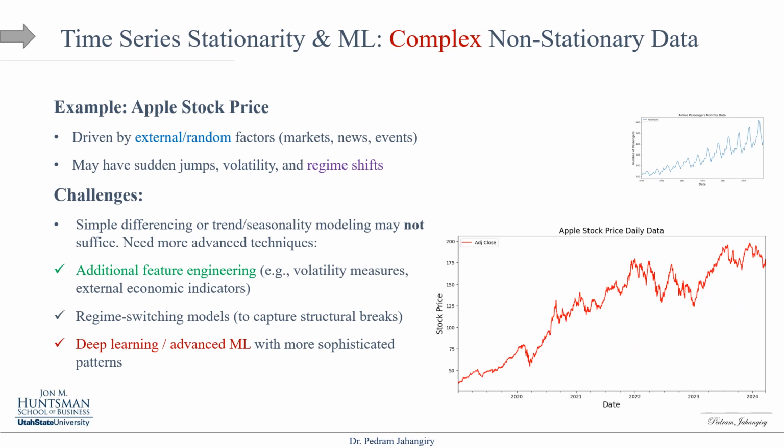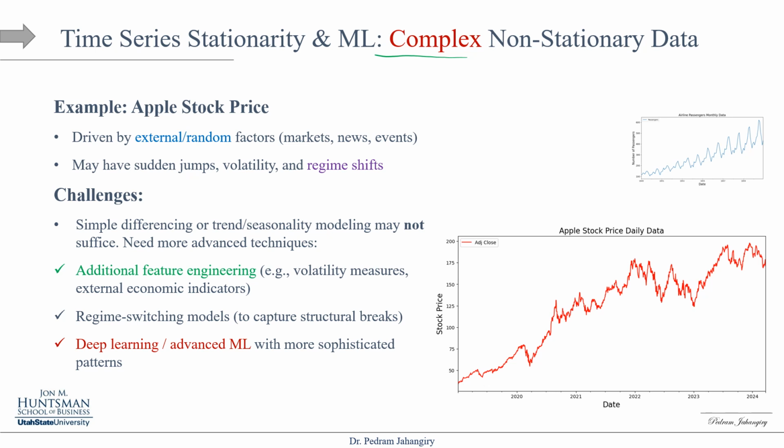What if our non-stationary dataset is complex? Then can we go ahead and again difference the data or use some simple feature engineering and apply a machine learning model to that complex non-stationary data? The answer is, well, we can try, but we should go for more complex feature engineering or even more complex models themselves. So what is an example?